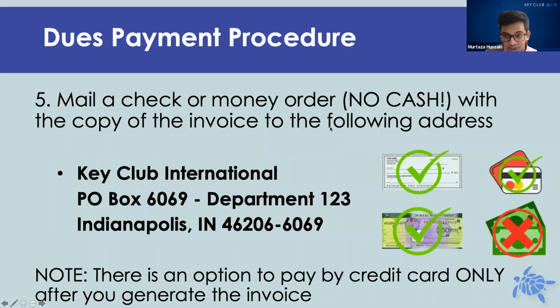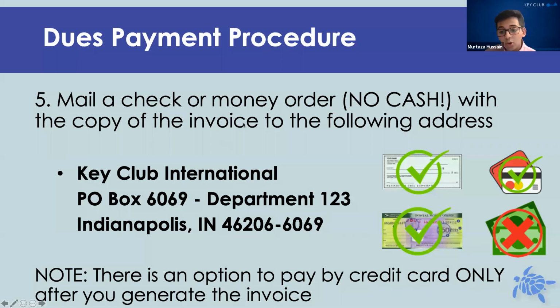So the next procedure is basically the final procedure in the dues process, and that is either mailing a check or money order with the copy of the invoice to the following address. This address is Key Club International, P.O. Box 6069, Department 123 in Indianapolis, Indiana. I'll leave this up for you to either take a picture or note this down, because this address is really important for you to pay dues.